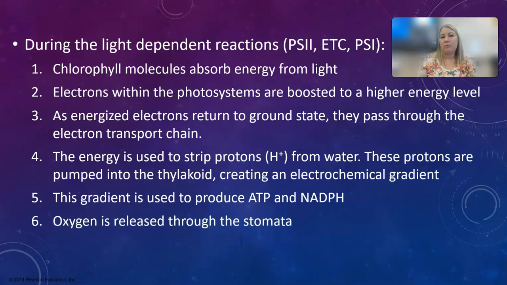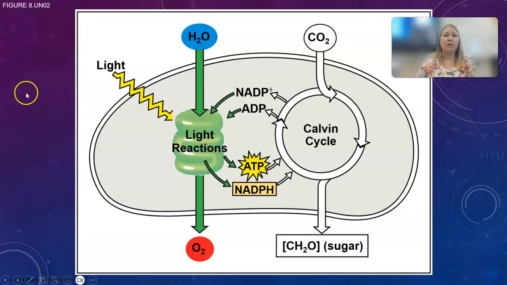So oxygen is also released in this process through the stomata. So let's look a little bit more carefully at our diagram here. Light hits the thylakoid, water is split into oxygen, and then we have photosystem 2, the electron transport chain, photosystem 1. That creates ATP and NADPH.